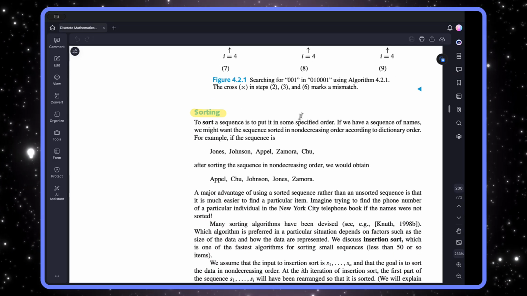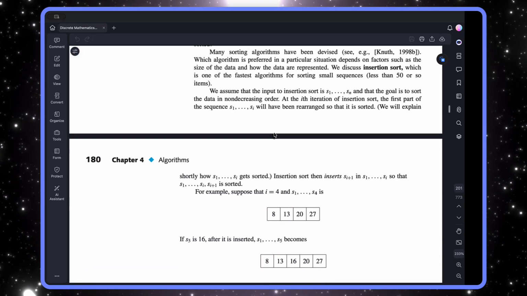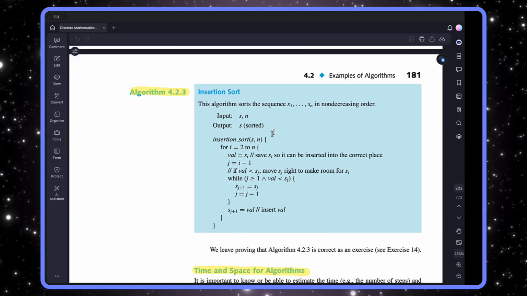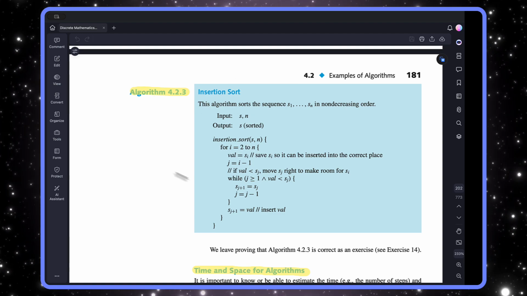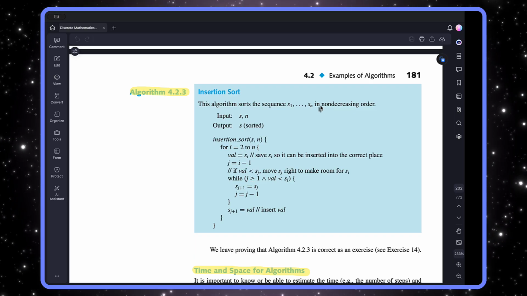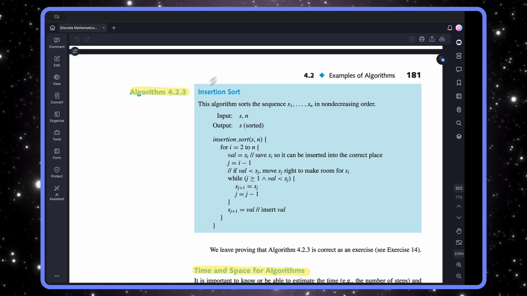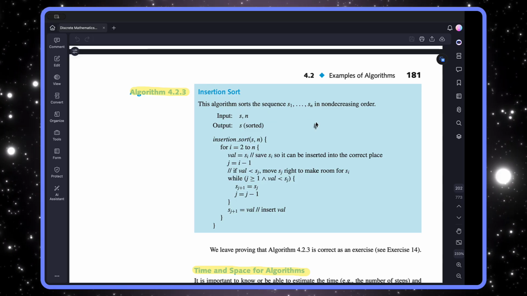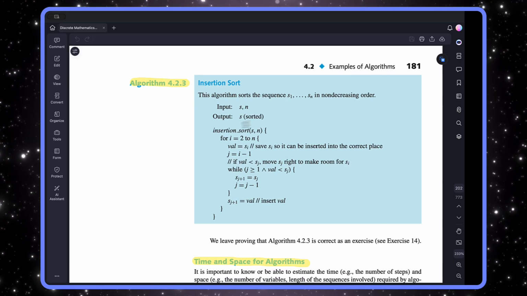Okay, then we have this idea of sorting. Here's another algorithm that would sort the names, okay? Let's look at the algorithm. Read this in detail, please. Here's insertion sort. So what does this algorithm do? This algorithm sorts the sequence S1 through Sn in non-decreasing order, right? So the input is S and N. The output is S sorted, okay? So make sure this makes sense.